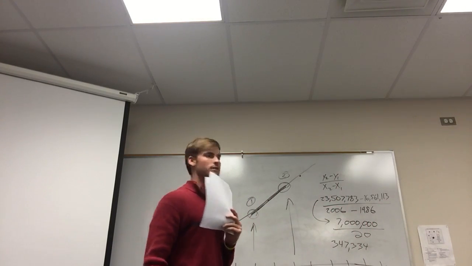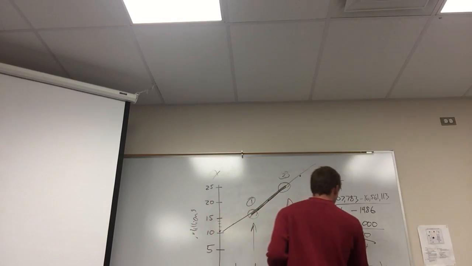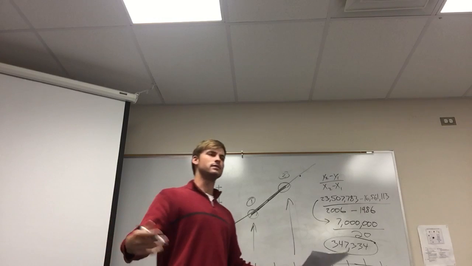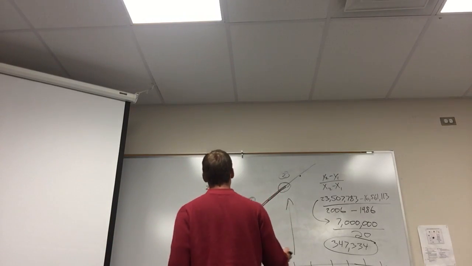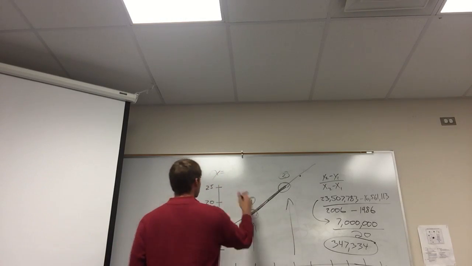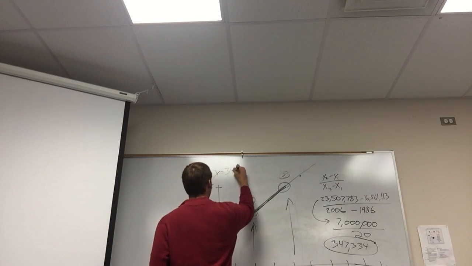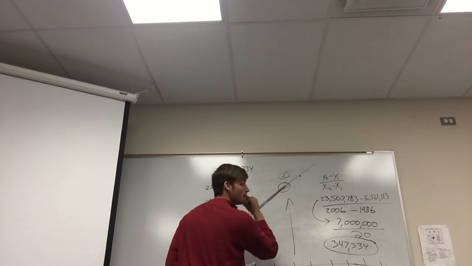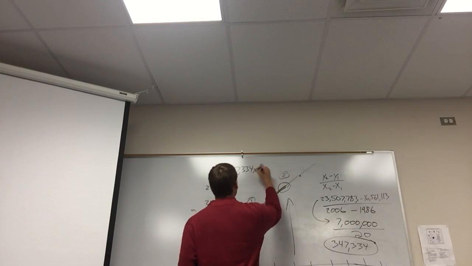So what is this number exactly? We found this number, we did this whole equation, but what did I find? Yeah, I found the slope. Okay, so let's write this in standard form. So I'll just use this y right here. So y equals 347,334 x. Yes, very good.